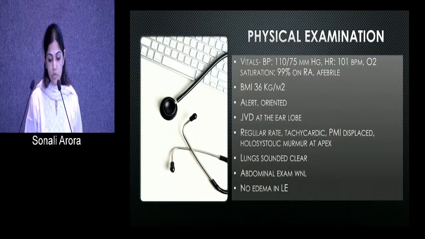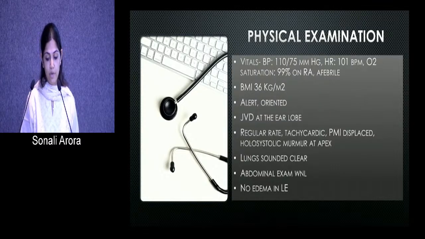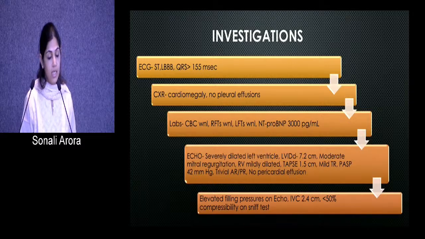Her vitals were blood pressure 110/75, heart rate 101, oxygen saturation was okay, she was afebrile, her BMI was 36. Alert and oriented, JVD elevated, regular rate tachycardic, PMI displaced, holosystolic murmur present, lungs sounded clear, abdominal exam was normal, no edema in lower extremities. Her ECG showed sinus tachycardia, she had a left bundle branch block, QRS was 155. I didn't have any other ECGs to compare from before.